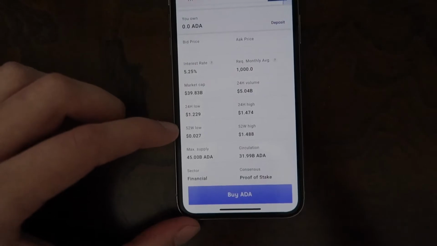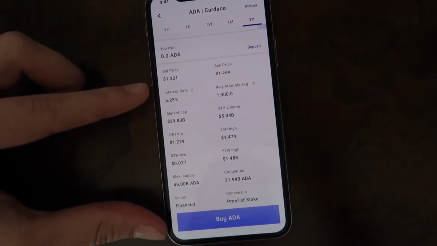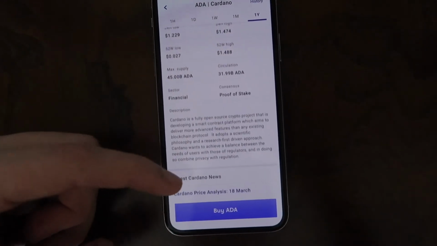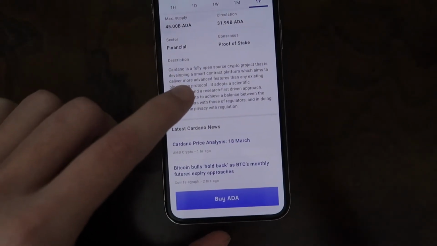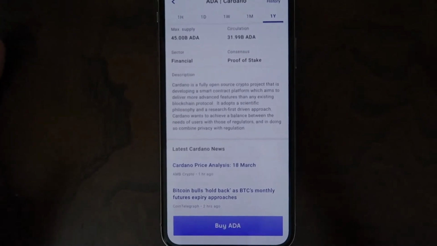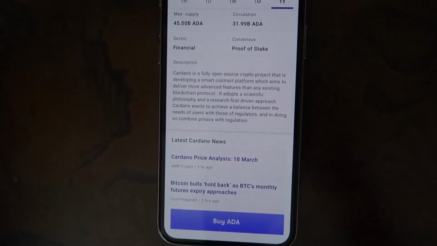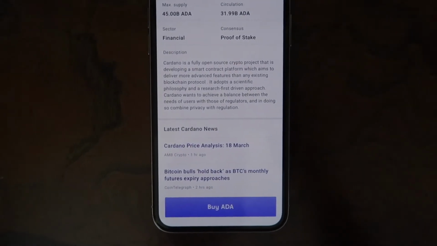You guys can see the highs and the lows, kind of like, this is like a Robinhood layout. Once you scroll down, it shows you guys how much it's worth, the market cap, stuff like that. It tells you guys the description of the currency. Cardano is a fully open source crypto project that is developing a smart contract platform which aims to deliver more advanced features than any other existing blockchain protocol.